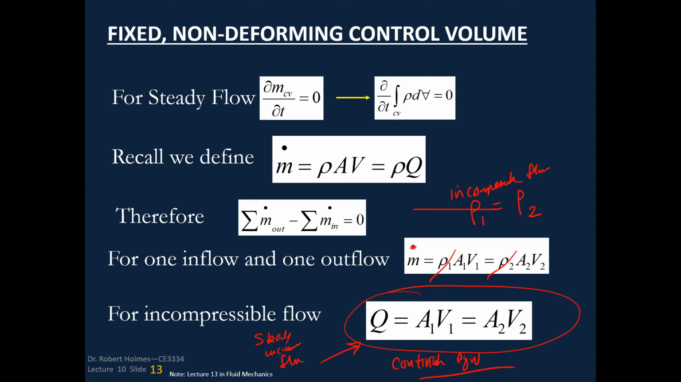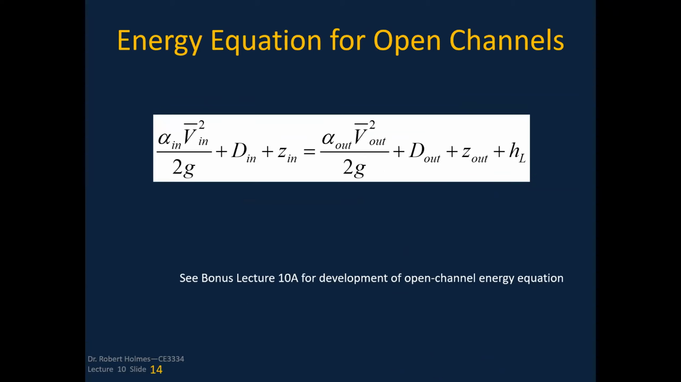All right. Now, as we move through, we've got continuity in our pocket as one of the tools we're going to use. The next thing we want to use is the energy equation. Now, in fluid mechanics that you learned, you dealt with mainly pipe flow. The energy equation you remember seeing looks like this: alpha 1 V1 squared over 2g plus P1 over gamma plus Z1 is equal to alpha 2 V2 squared over 2g plus P2 over gamma plus Z2 plus the head loss term. And then if you've got a pump or a turbine, you'd have to account for that as well.